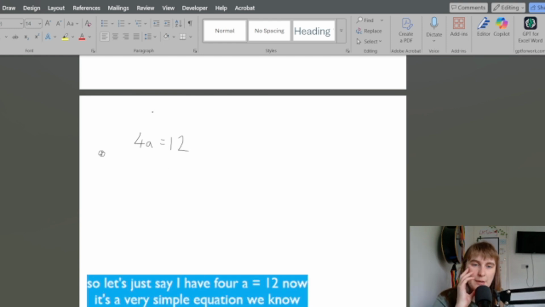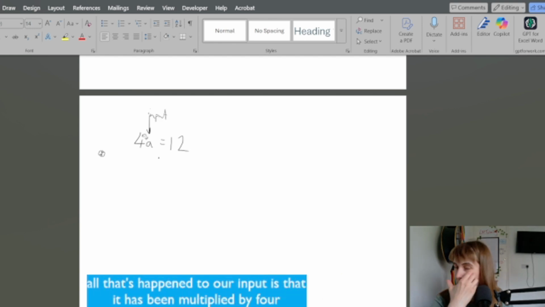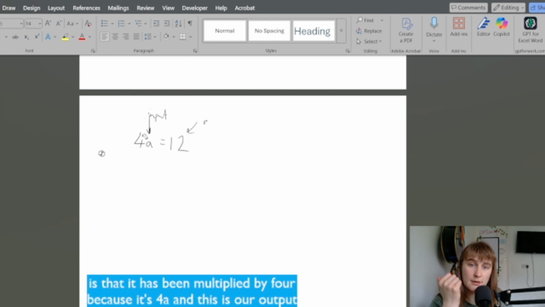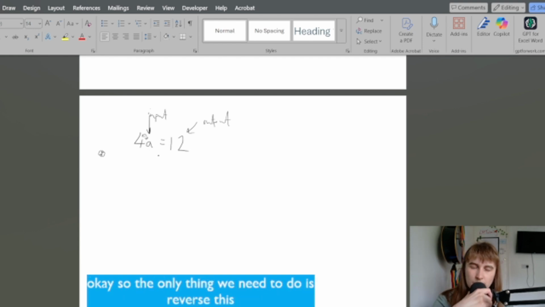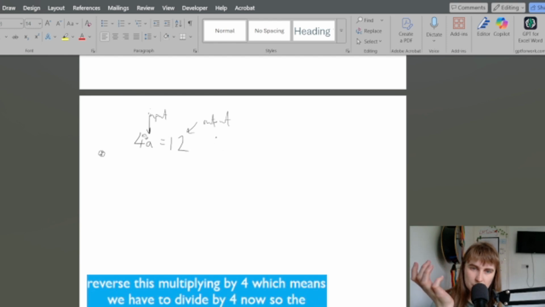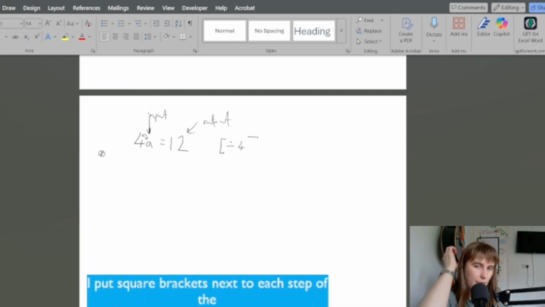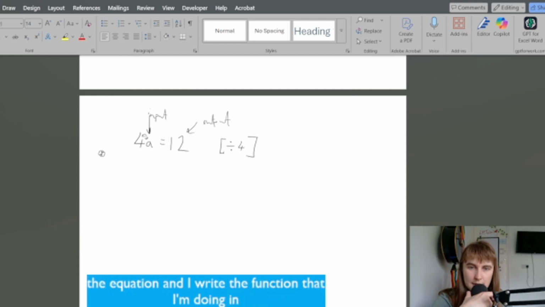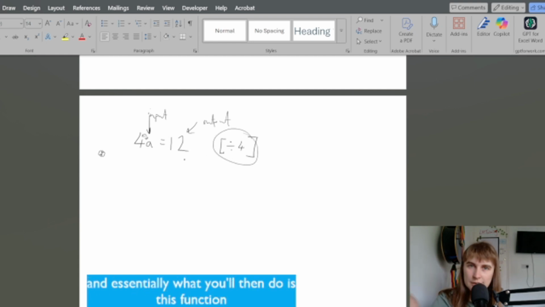We know all that's happened to our input is that it's been multiplied by 4 because it's 4a. And this is our output. So the only thing we need to do is reverse this multiplying by 4, which means we have to divide by 4. The way I like to track each step is I put square brackets next to each step of the equation, and I write the function that I'm doing in order to get to the next step. Essentially you're then applying this function to each side of the equation.